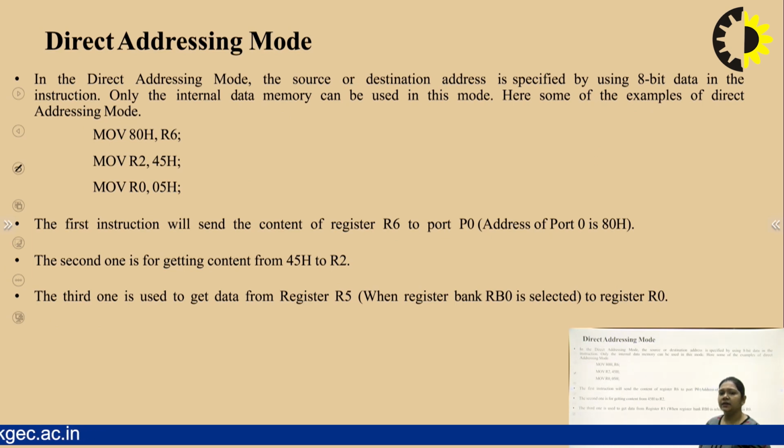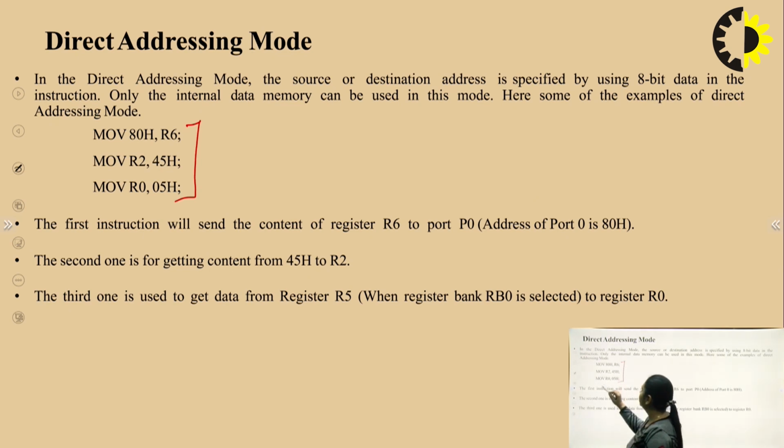Next is direct addressing mode. The direct addressing mode is when the address is directly given. In the direct addressing mode, the source or destination address is specified by using 8-bit data in the instruction itself. So first, for example, move 80H, R6. Now 80H is a byte, and this byte does not have any hash symbol. There is no hash symbol here.